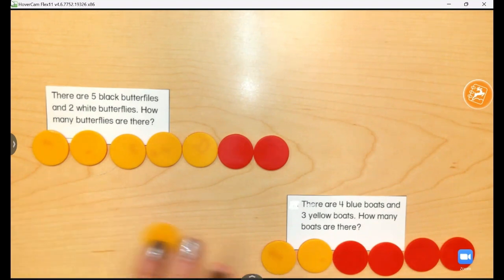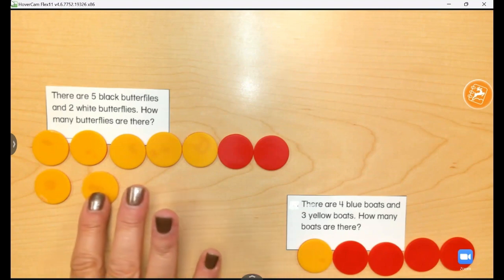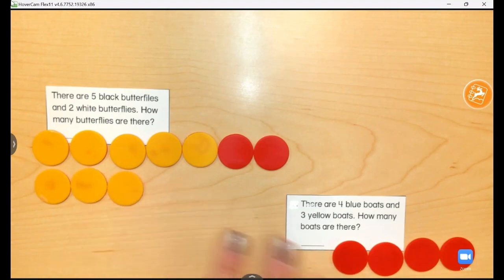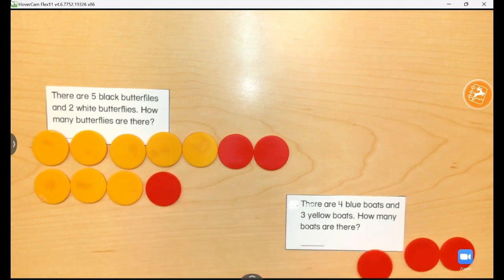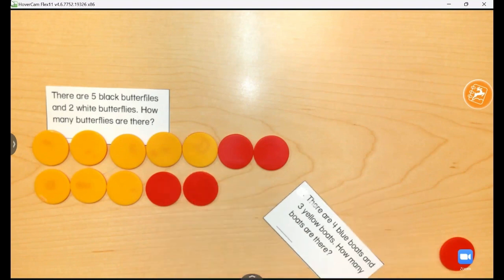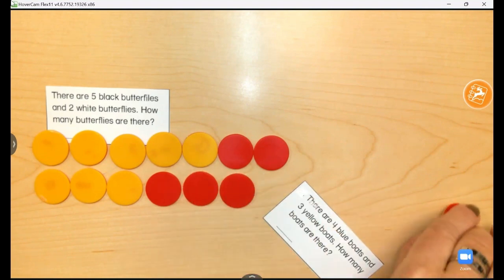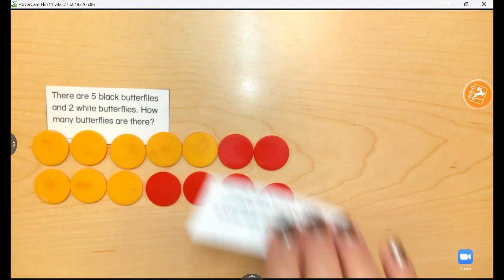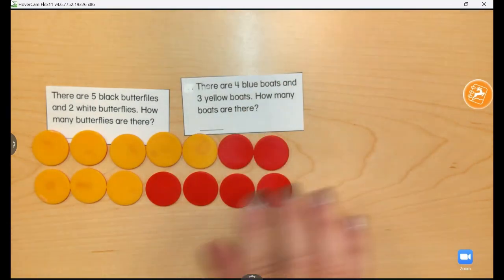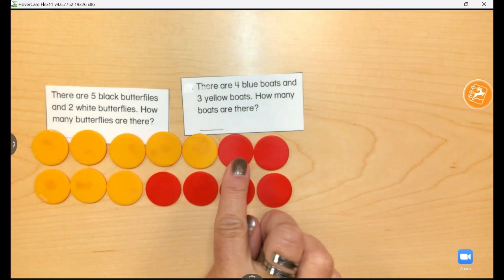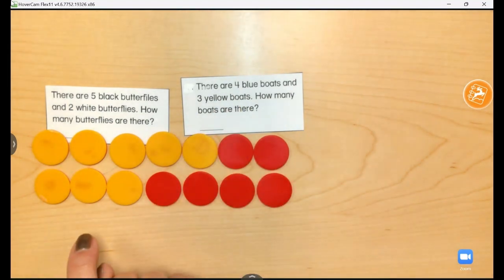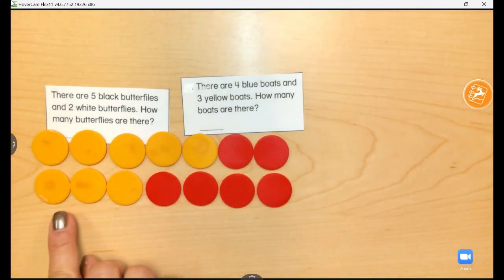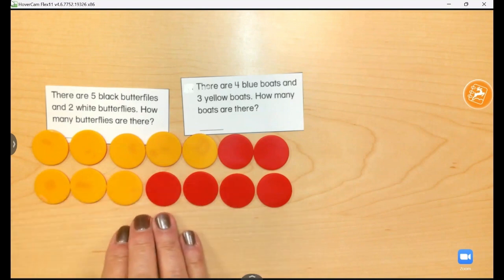So we can move our boats up by our butterflies and see, are we making the same number, just making it in a different way? And when we see that, yes, we are. So the first time we made 7, we used 5 and 2. The second time we made 7, we used 4 and 3. Both of those made 7. We just made 7 in different ways.